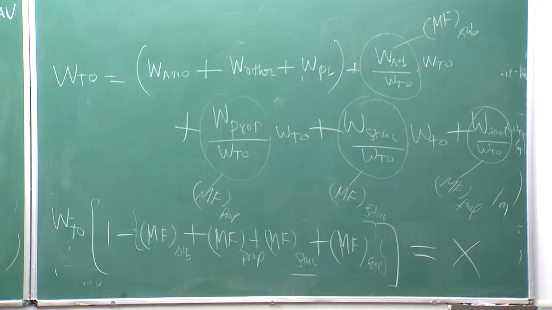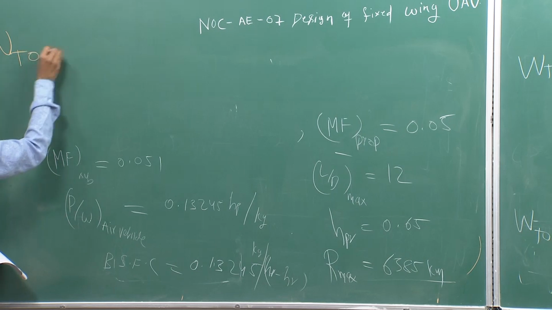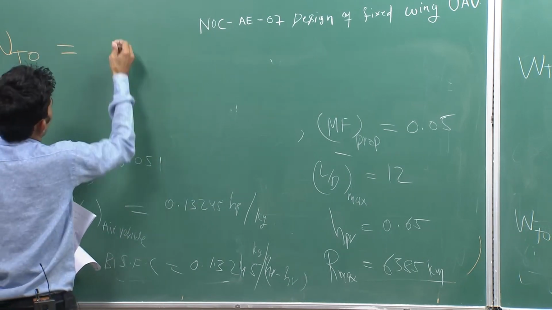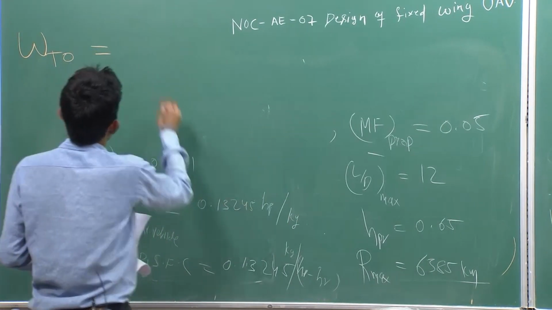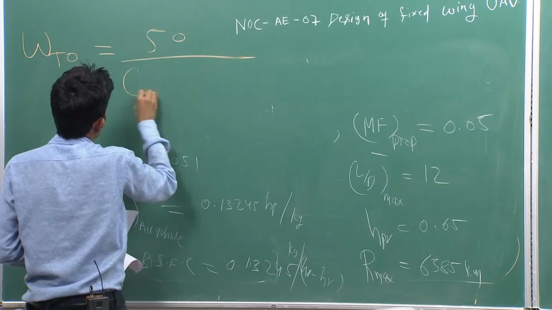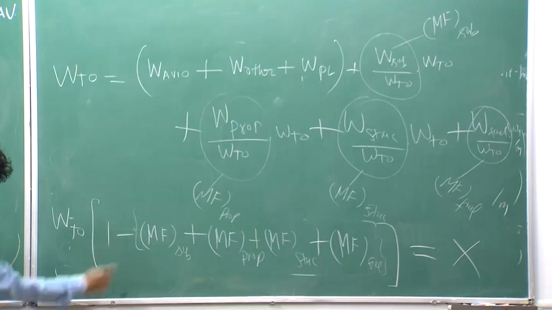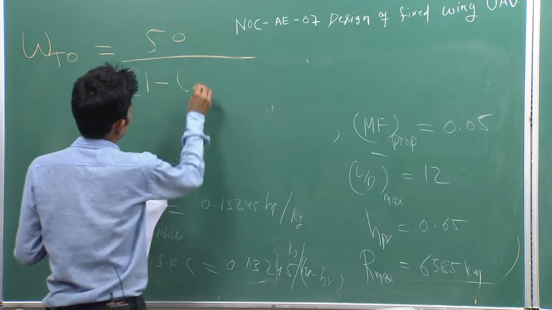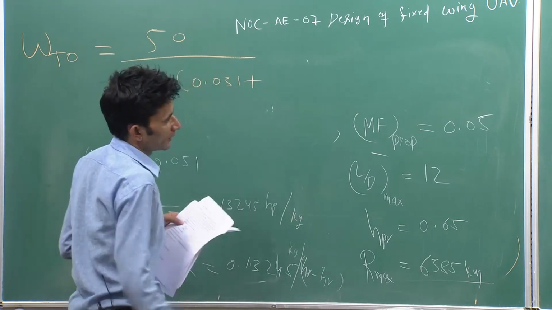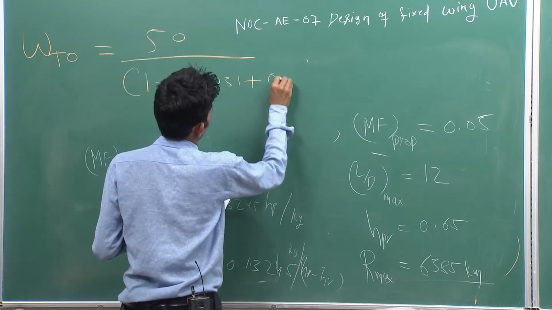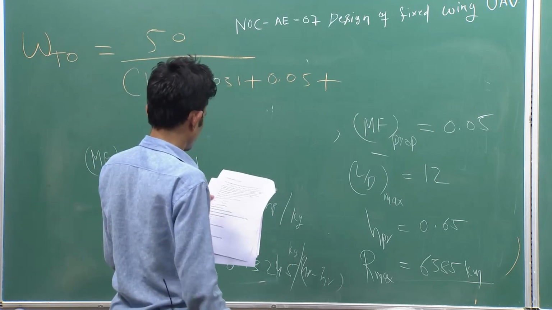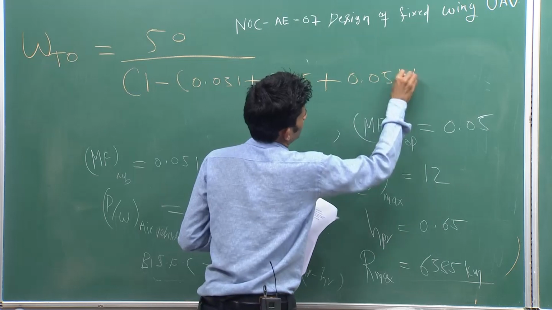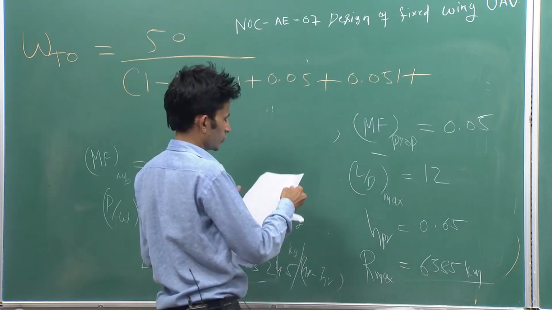So, you can write W takeoff separately as W takeoff equal to X, which is nothing but 50 kg, it is given, W avionics plus W others plus W payload, 50 kg, divided by 1 minus mass fraction of the subsystem, which is given as 0.051, plus mass fraction of the propulsion system 0.05, plus mass fraction of the structures 0.26, plus mass fraction of the fuel, you got 0.4919.